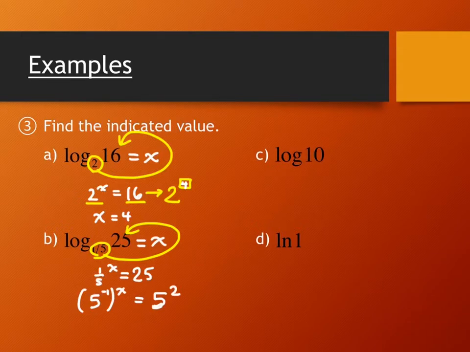On the left-hand side, when I have a power to a power, how do I combine those? Do you add or do you multiply? Do you remember on this one? You multiply on this one. You add when there's two bases with exponents, and this has just got one base. So this is 5 to the -x equals 5 to the 2, 5 squared.